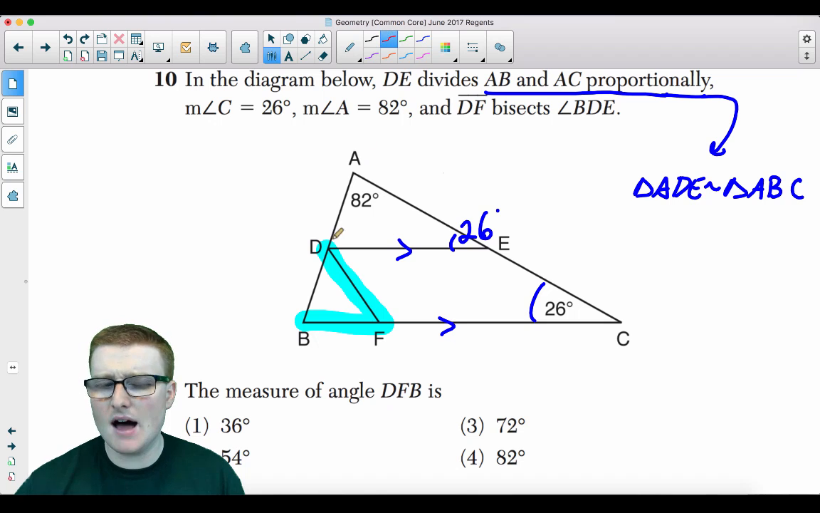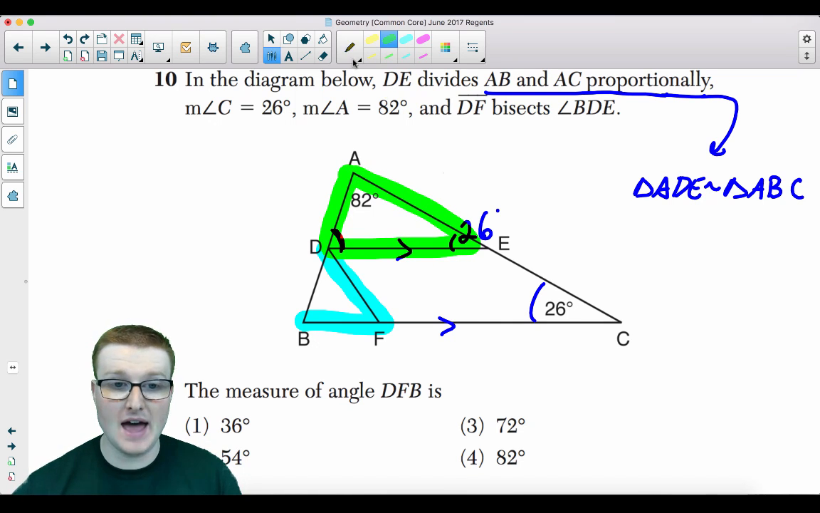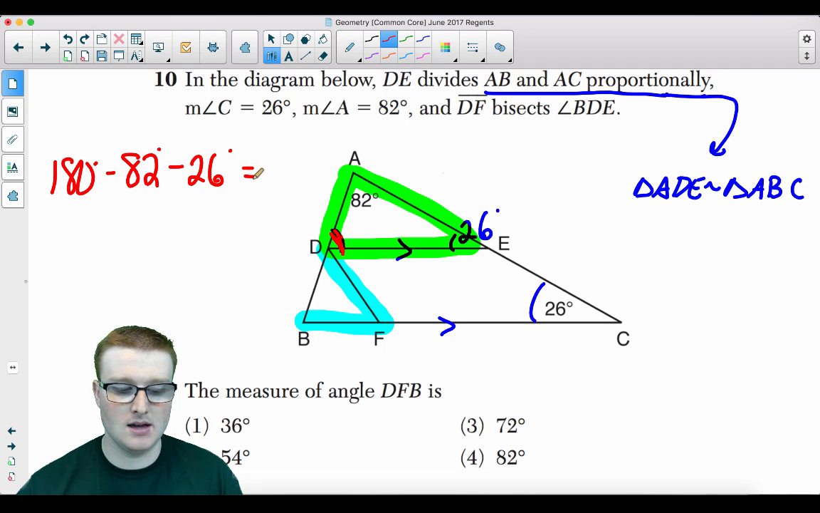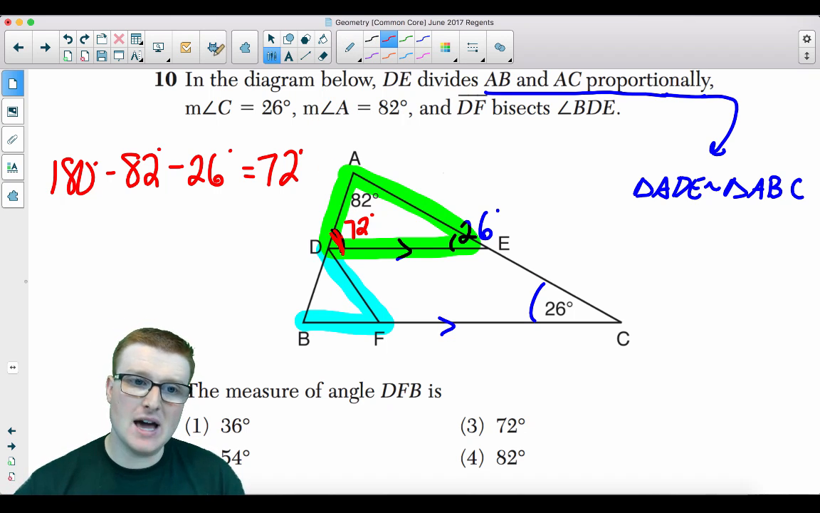Well, we can now find this angle over here because if you look carefully, this is a triangle, right? So we could solve for that angle, that red angle right over here. Well, we just take 180 degrees that's in a triangle minus 82 degrees minus the 26 degrees. Okay, well, that gives us 72 degrees. Great, 72 degrees. Perfect.